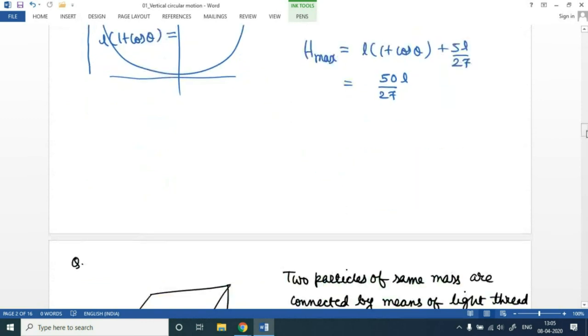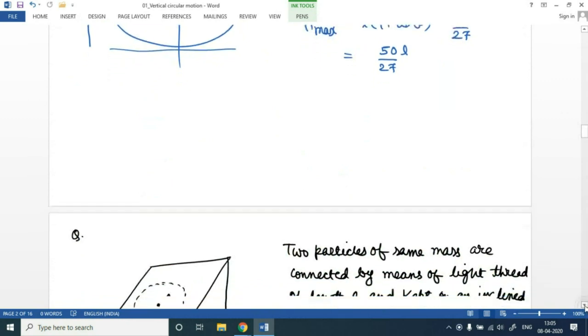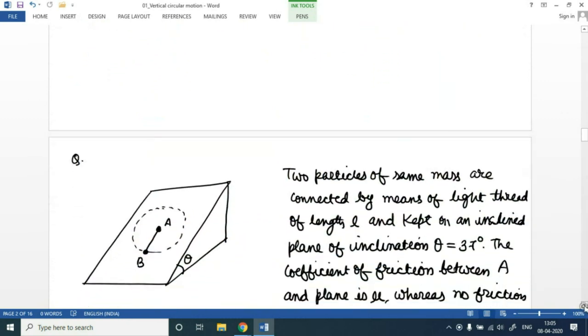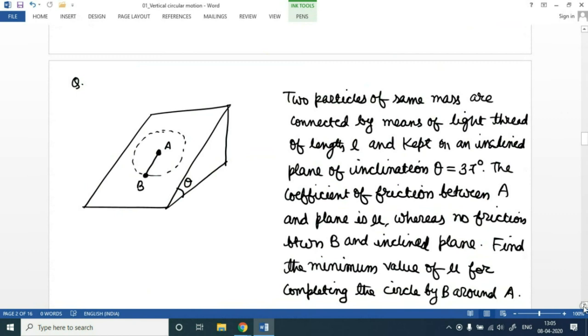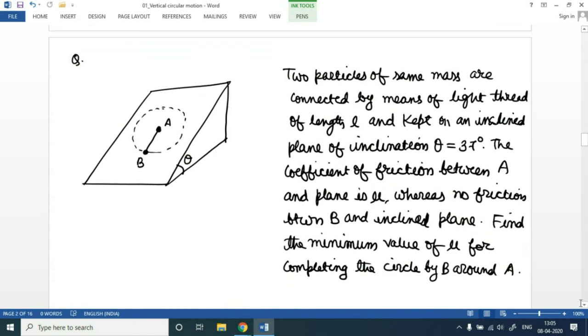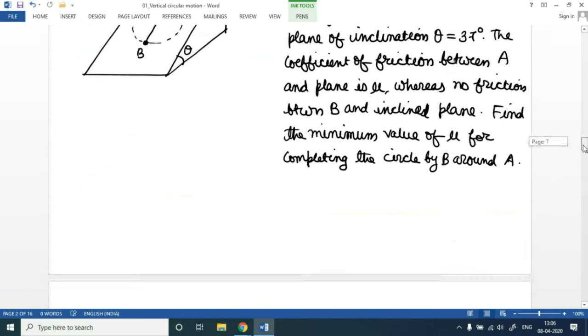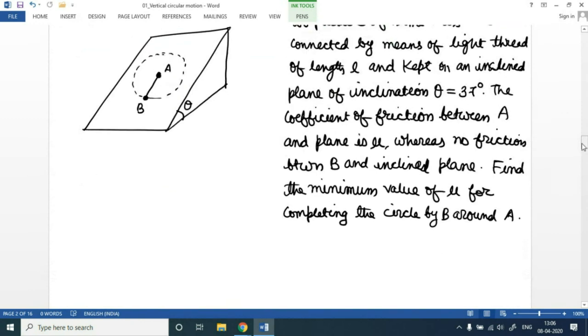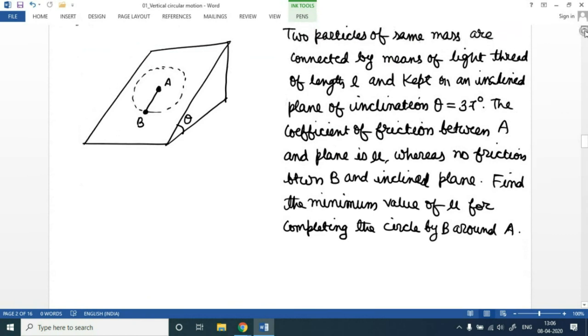So now let's say, can we extend this concept to some motion of the simple pendulum in some inclined plane? And another question which I have selected for the discussion is this one over here. See, in vertical plane, we knew how to write the equation, and this is a question of the inclined plane. Let's look at the question first.